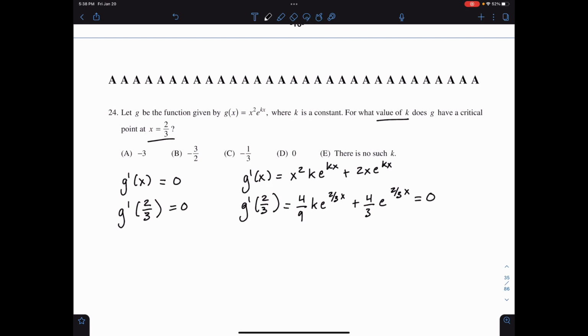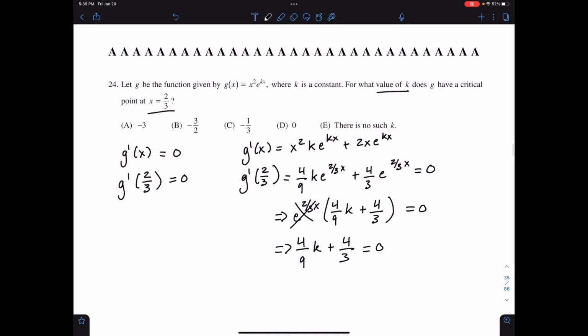So we have a bunch of terms, and at first it seems like how would you even solve this? But one thing that we observe is we have e to the 2 thirds x in both of these terms. So let's pull that out. We have e to the 2 thirds x times 4 over 9 k plus 4 over 3 is equal to 0. And I can essentially just divide out this term now. It'd be one of the solutions, but you notice there's no k in there, so I don't really care. So I can get rid of that term by dividing it out, and then I'm left with 4 over 9 k plus 4 over 3 is equal to 0.